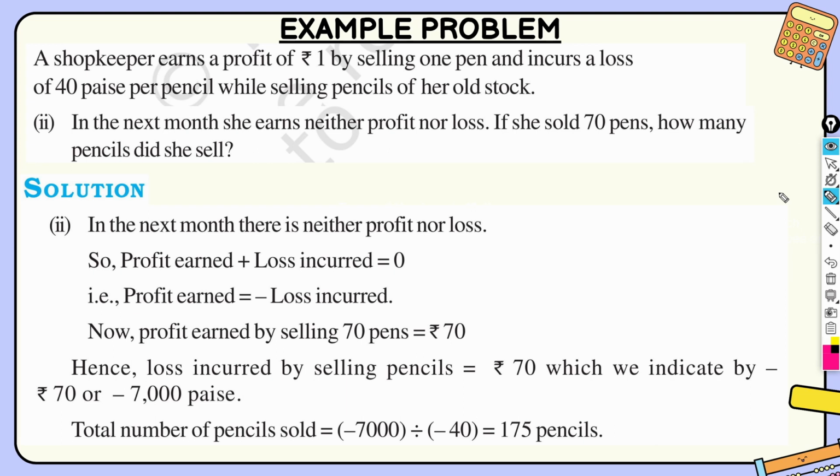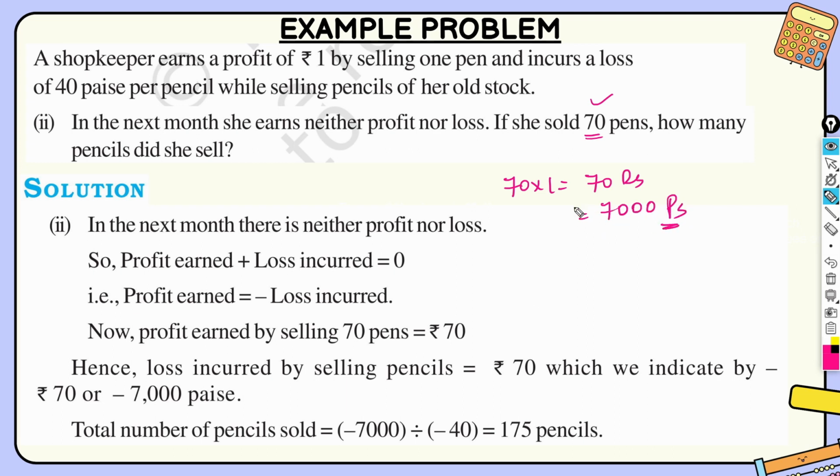In problem number 2, for the same question, they say that in the next month she earns neither profit nor loss. If she sold 70 pens, then how many pencils did she sell? So for a particular month she earns neither profit nor loss. That is, the profit she earned on pens is equal to the loss she incurred while selling pencils. So the total profit earned is 70 into 1, that is equal to rupees 70, because for each pen she gets 1 rupee profit. This is nothing but 7000 paise.